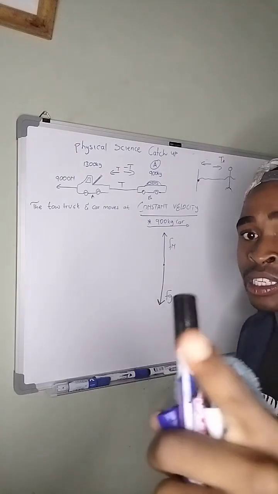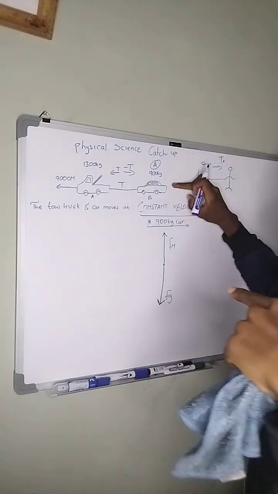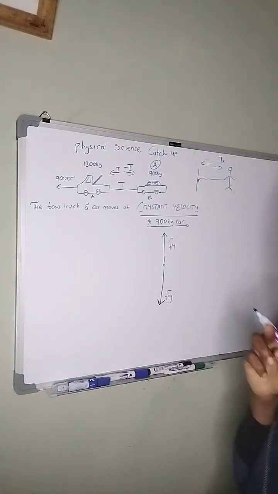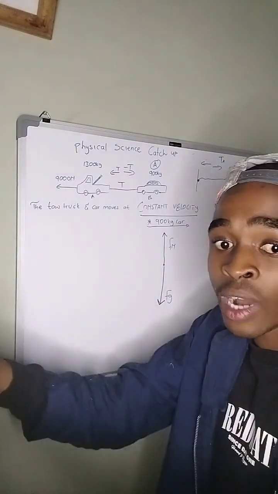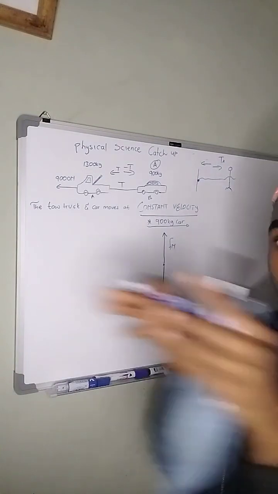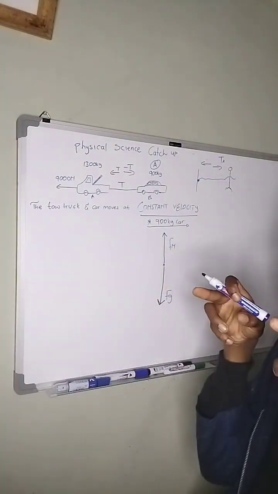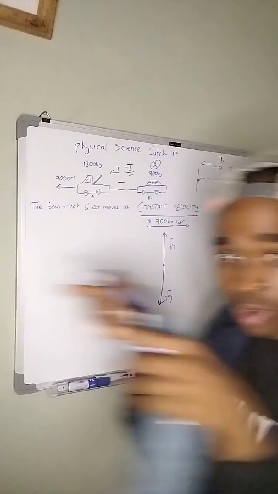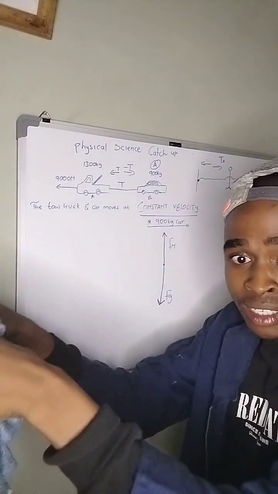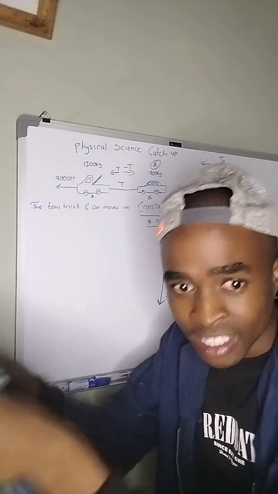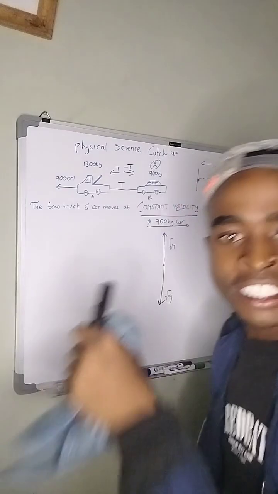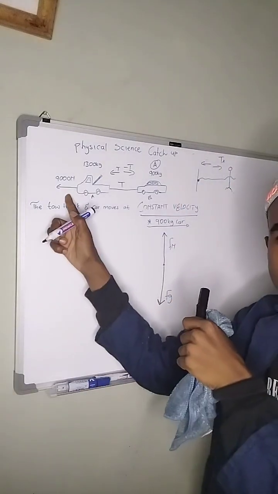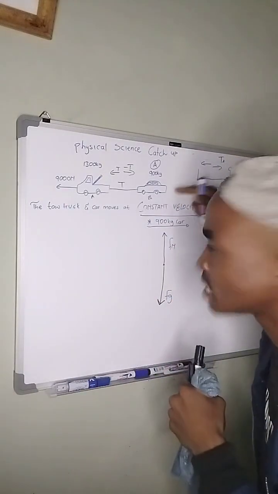What causes this car to go forward? Thank you very much. It's going to be tension. Fg has nothing to do with this car.